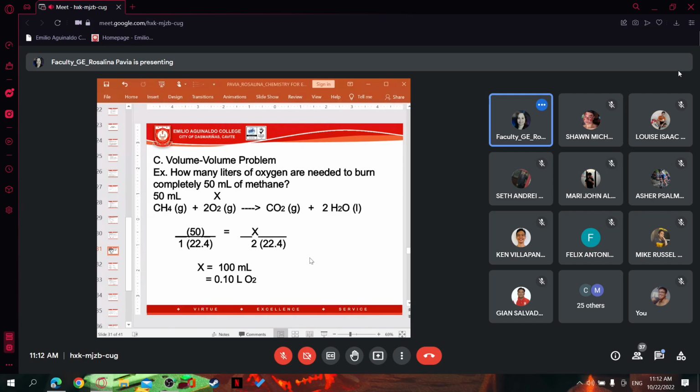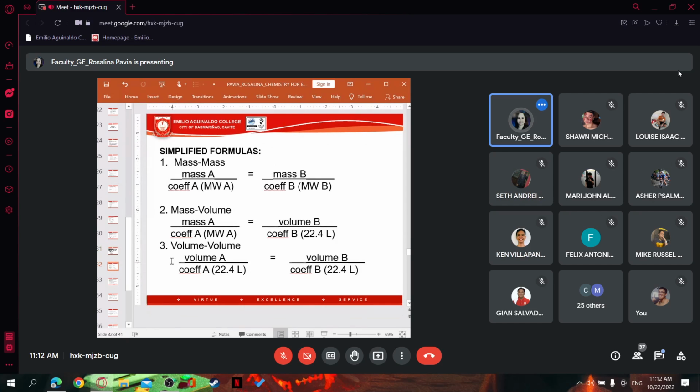Yes po, ma'am. Okay, may formula ulit ito. Ayan, volume A over coefficient A times 22.4 liters equals volume B over coefficient B times 22.4 liters. So pag nag-cancel out si 22.4 dito, your formula is more simple. Volume A over coefficient A equals volume B over coefficient B na lang. Agree kayo dyan? Yes po, ma'am. Simplified.